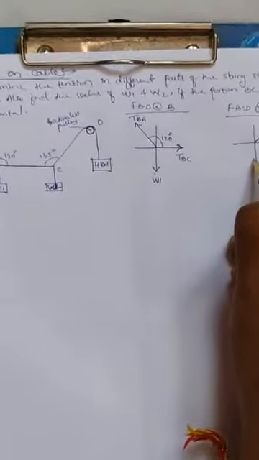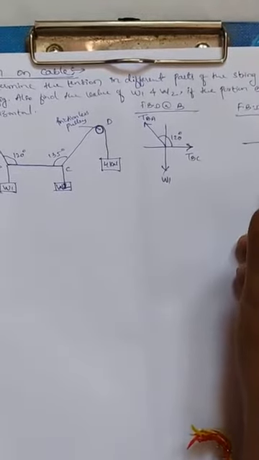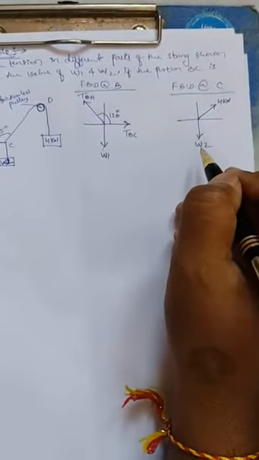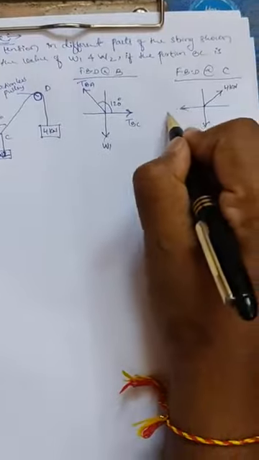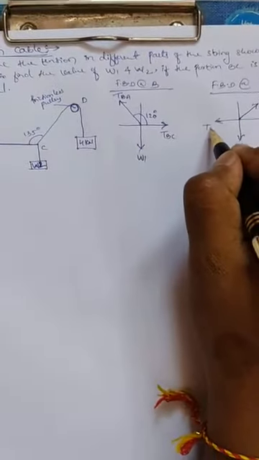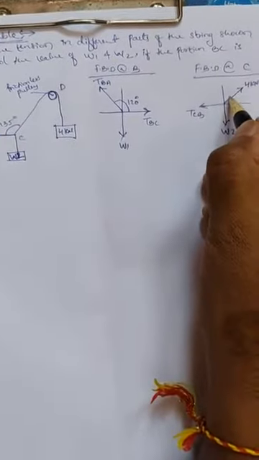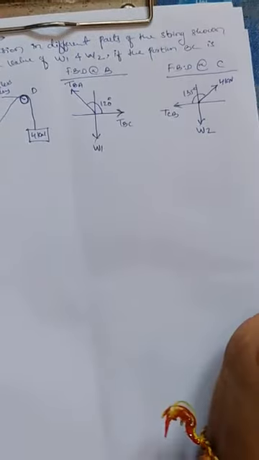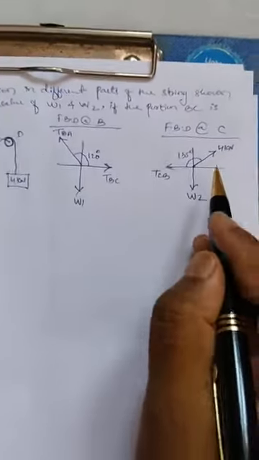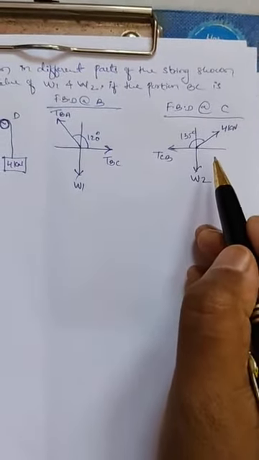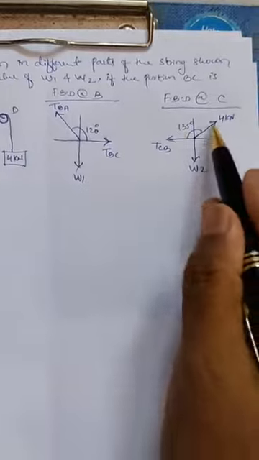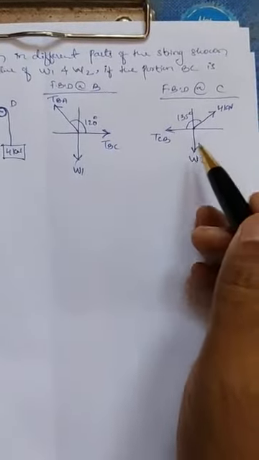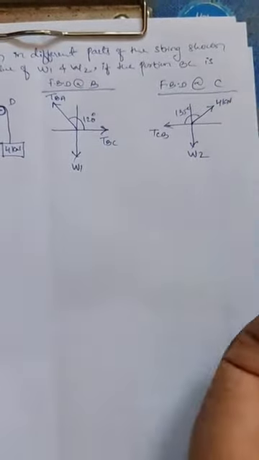Here we have W2, so this will be W2. Then we have portion TCB, and this overall angle is given as 135 degrees. So we'll take it as it is. Look here, in this free body diagram we have three forces in which two are unknown and one is known. Here we can easily apply Lami's theorem.